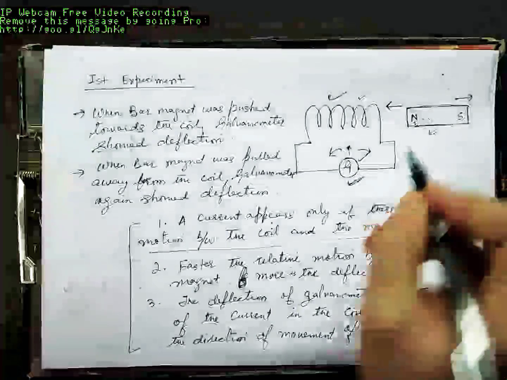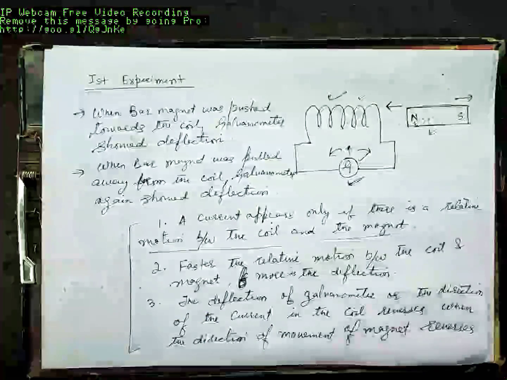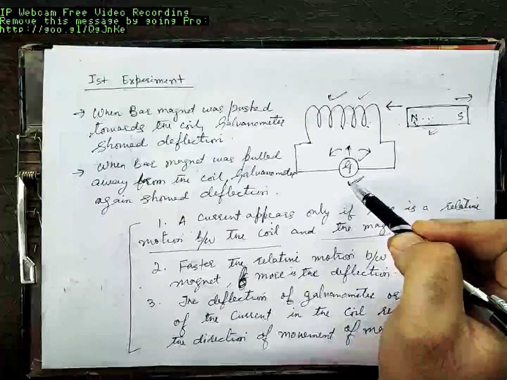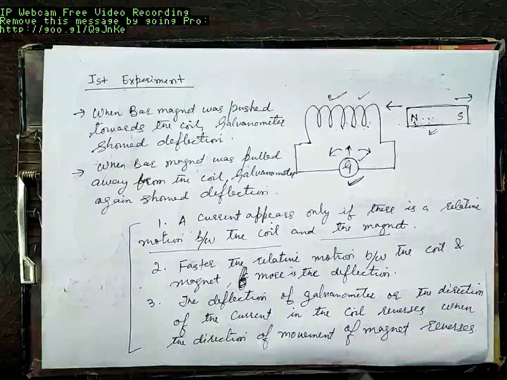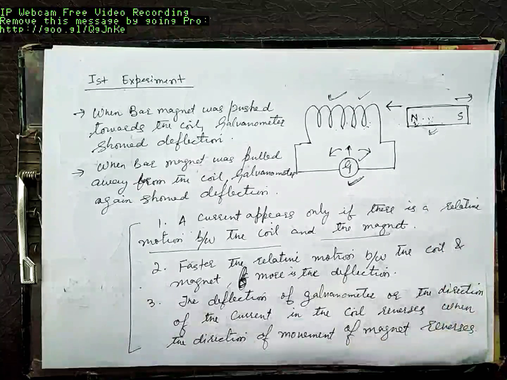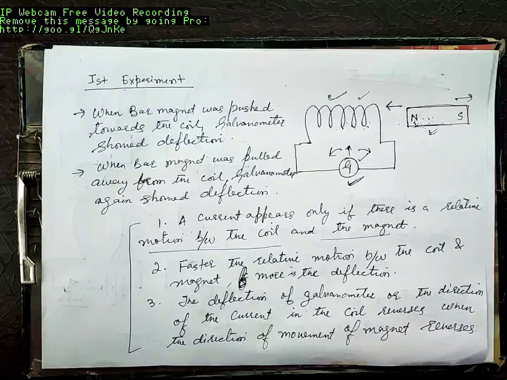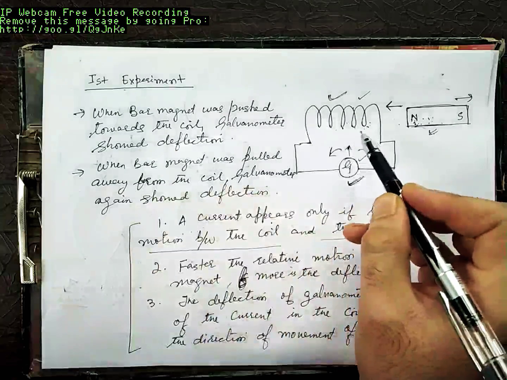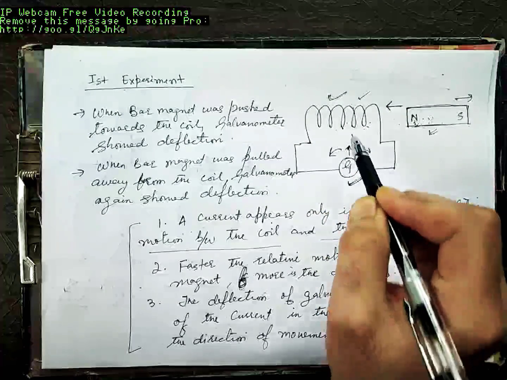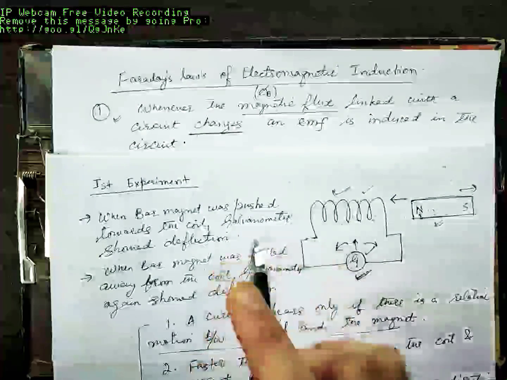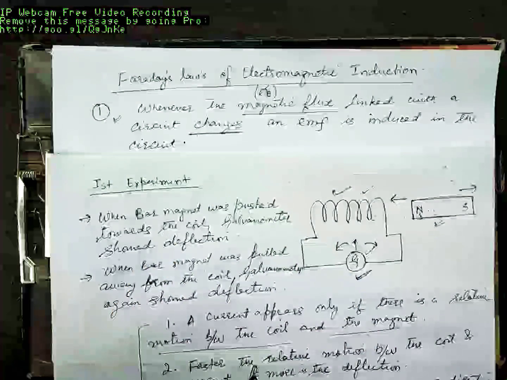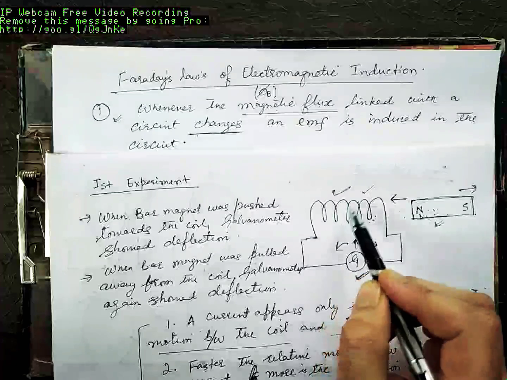In the first experiment of Faraday, he took a coil of say n number of turns connected to a galvanometer G. In its vicinity was placed a bar magnet with north and south pole. As per Faraday, there will be an induced voltage in this coil and the current will flow only when the magnetic flux linked with the coil changes. The flux linking this coil should change.